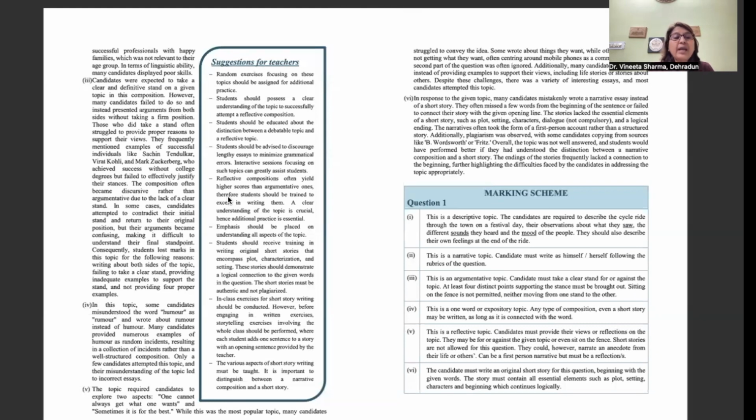In this topic, some candidates misunderstood the word humor as rumor and wrote about rumor instead of humor. Many candidates provided numerous examples of humor as random incidents, resulting in a collection of incidents rather than a well-structured composition. Only a few candidates attempted this topic, and their misunderstanding of the topic led to incorrect essays.